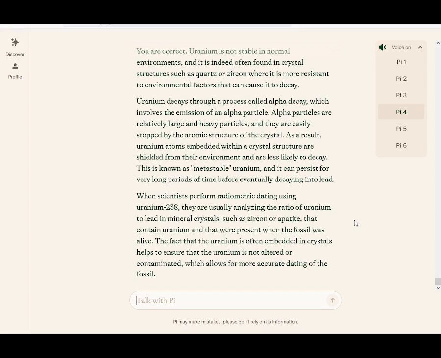The fact that the uranium is often embedded in crystals helps to ensure that the uranium is not altered or contaminated, which allows for more accurate dating of the fossil.